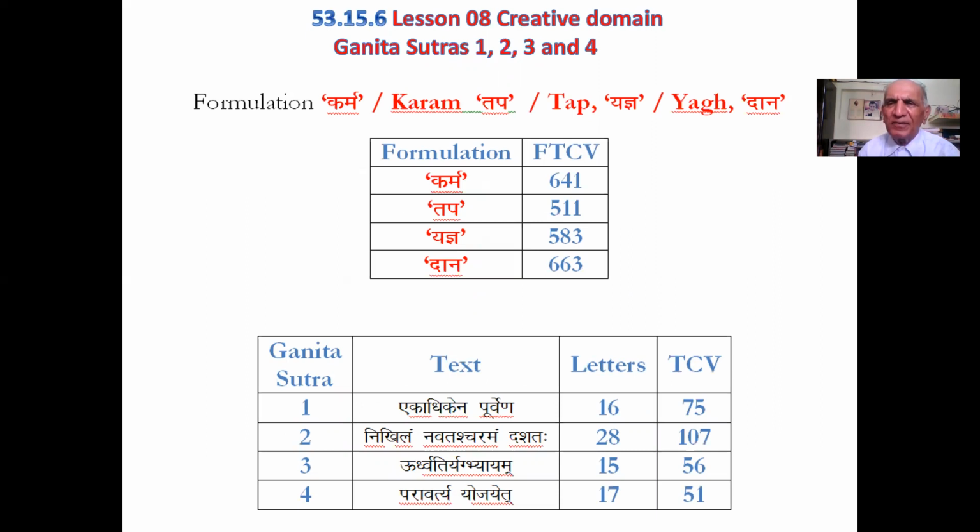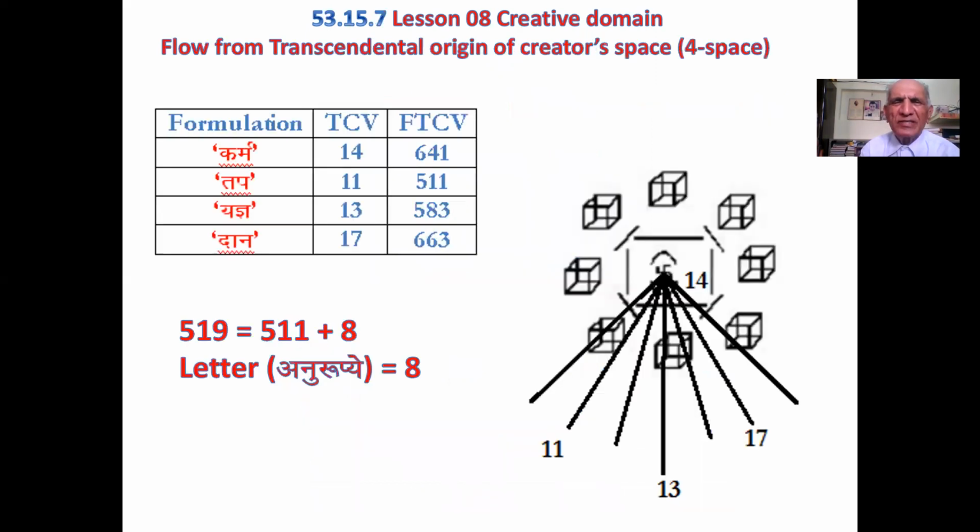Lord Krishna puts enlightenment as that tap, yajna, and dan are the essential karmas. Ganita Sutras 1, 2, 3, and 4 are of 16, 28, 15, and 17 letters, and of 75, 107, 56, and 51 TC values. Together with these quadruple formulations, karma, tap, yajna, dan, of FTCV 604.1, 511, 583, 663 deserve to be approached as parallel, pure and applied values of the Vedic systems. We are initiating ourselves and preparing ourselves for this mathematical domain.